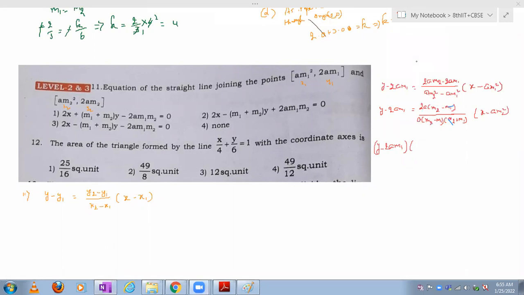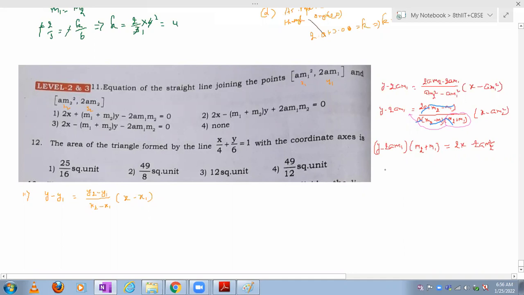Okay? So this one I will transpose, and you cancel both, and a also you cancel. Then what will I get? (y minus 2am1) into (m2 plus m1) is equal to, in the numerator, 2 into (x minus am1 square), that is 2x minus 2am1 square.